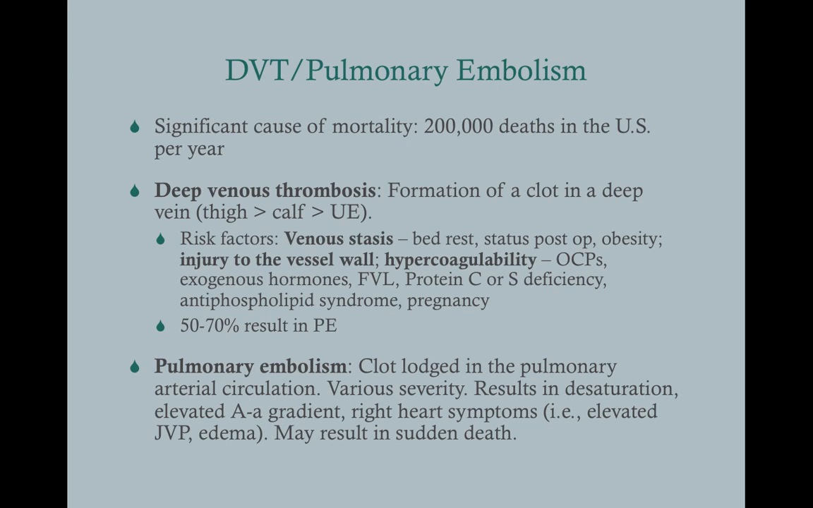What are the risk factors? There are 3 risk factors, and they are what comprise Virchow's triad, and that's venous stasis, injury to the vessel wall, and hypercoagulability. So let's start with venous stasis. What is that? Venous stasis is simply anything that causes the blood in the veins to move slower. And that can be bed rest, so you're not moving around as normal. Remember, the veins have a very low pressure. So in order for blood to move through the veins, you need to be getting up and moving around. So bed rest results in venous stasis.